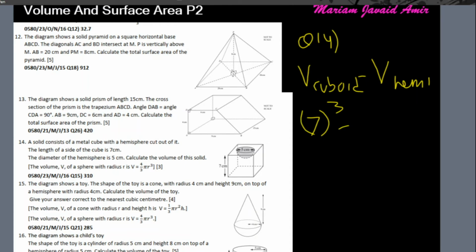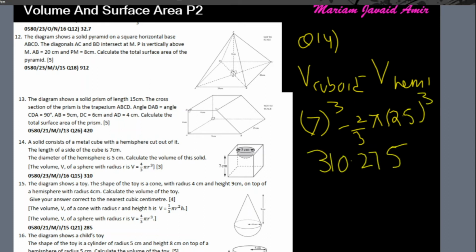hemisphere. The formula for volume of a sphere is 4 by 3 pi r cube; for a hemisphere, divide this by 2, so this becomes 2 by 3 pi, radius is 2.5 cube, and our calculator will give us 310.275, and this, when rounded off to 3 significant figures, becomes 310.